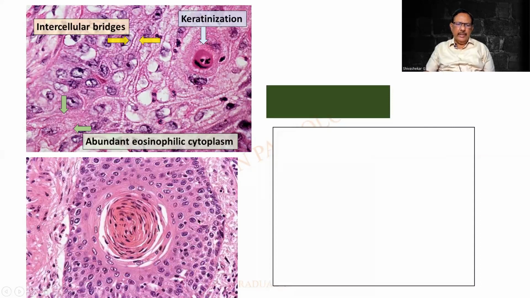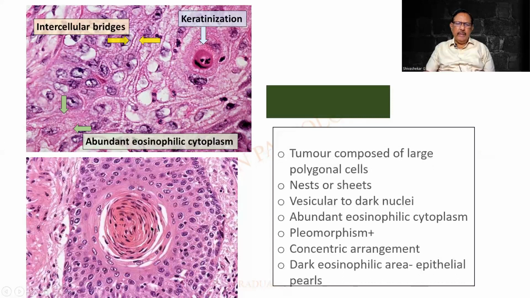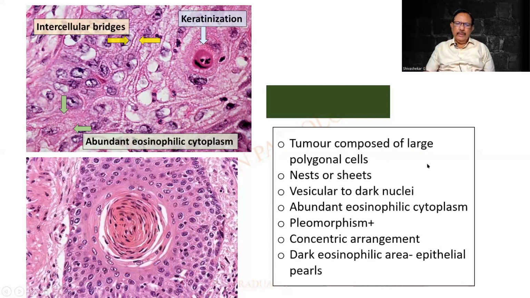I am finding tumor cells in nests or in sheets, and there is a concentric arrangement. Multiple nuclei are there. So this is an epithelial pearl. This is what you people see. Dark areas are epithelial pearls. Pleomorphism can be there. I would like you people to kindly describe this as I have given. The diagnosis is squamous cell carcinoma.